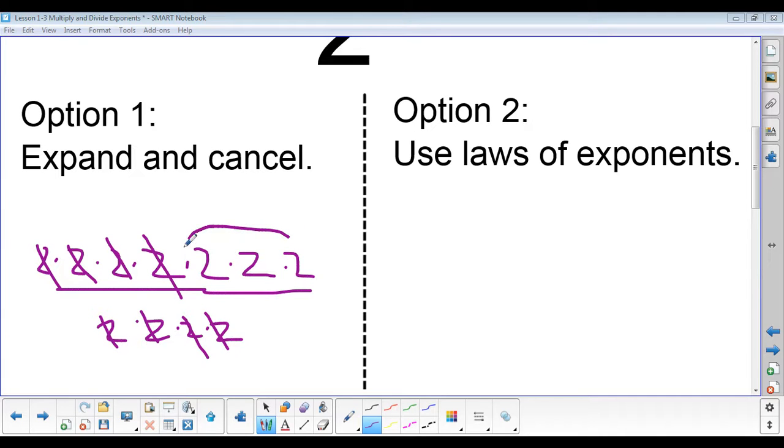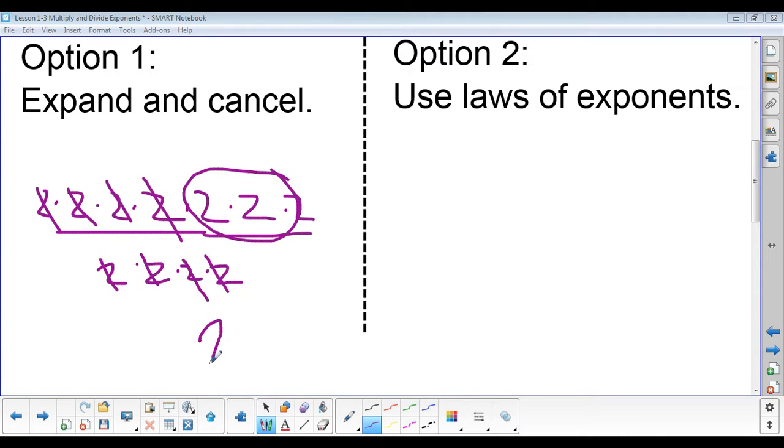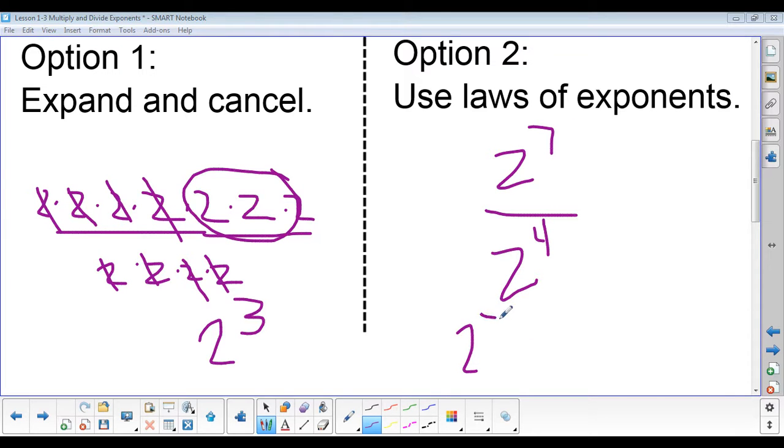Well, what am I left with? I'm left with 2 to the 3rd power. 2 because it's my base, and to the 3rd power because there are 3 of them left. Now, our law of exponents says if I have the same base, my base is 2, that's the same, all I have to do is subtract the exponents. So 2 to the 7 minus 4. Oh my goodness, what's 7 minus 4? It's 3.